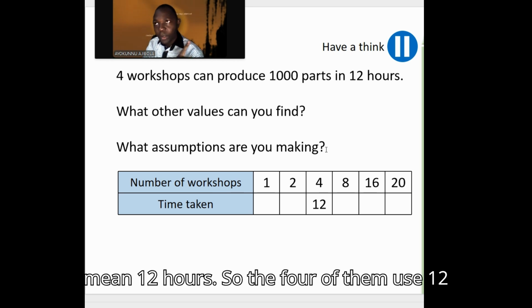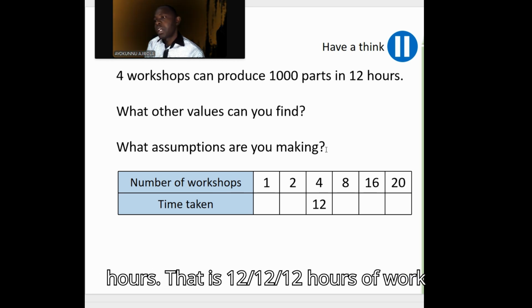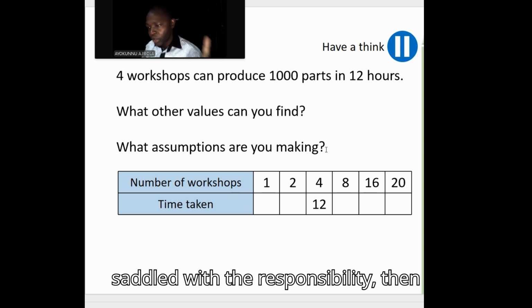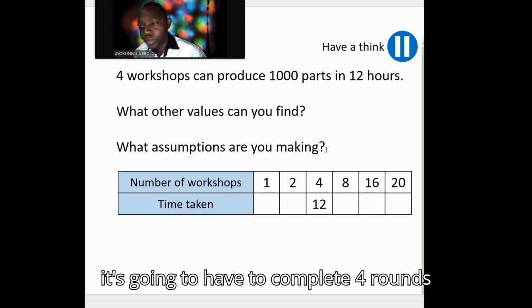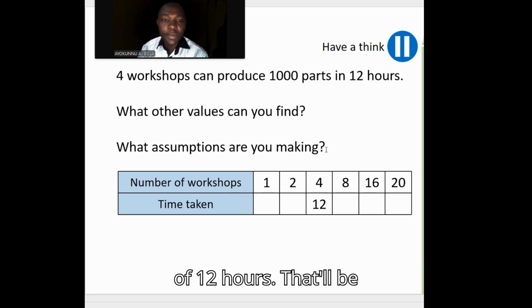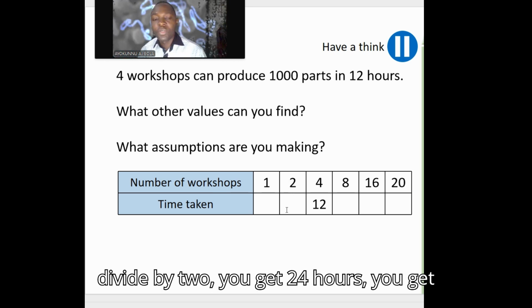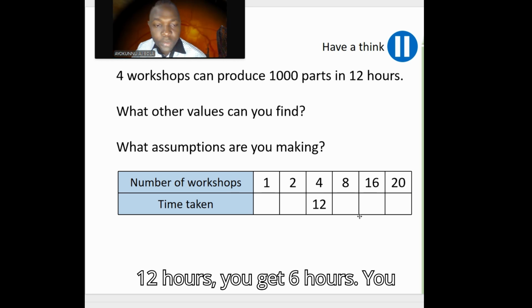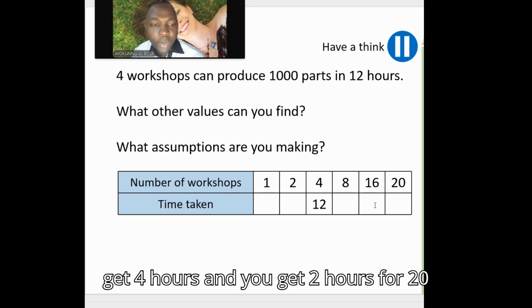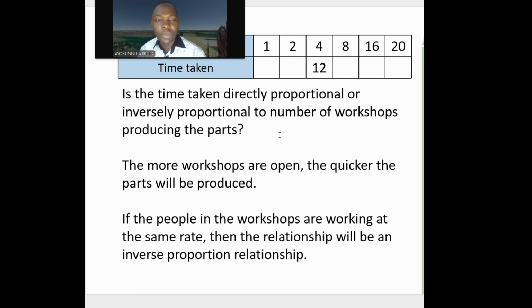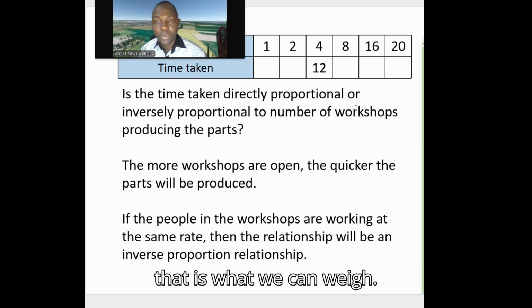One workshop has used 12 hours. So the four of them use 12 hours. That is 12, 12, 12 hours of work for the four workshops. So if only one workshop wants to be saddled with the responsibility, then it's going to have to complete 4 rounds of 12 hours. That'll be 48 hours for the first one. Then you divide by two, you get 24 hours. You get 12 hours. You get 6 hours. You get 4 hours, and you get 2 hours for 20 workshops. So that is what we can say.